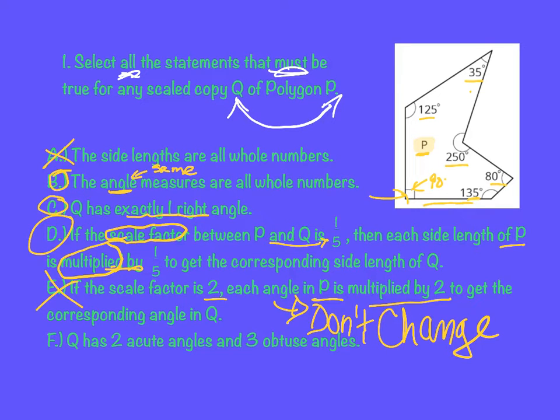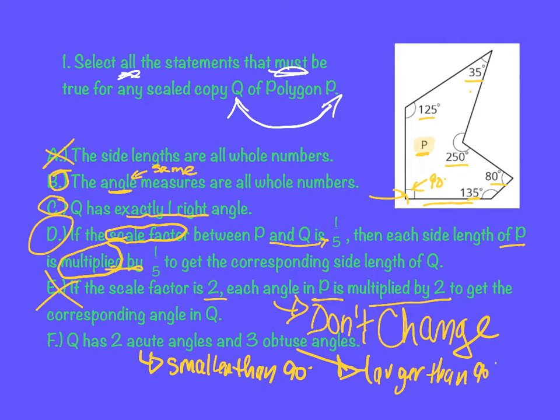And finally, Q has 2 acute angles and 3 obtuse angles. So acute angles, let's not forget, are smaller than 90 degrees. And our obtuse angles are larger than 90 degrees and smaller than 180 degrees. Okay, so let's see what we have here.